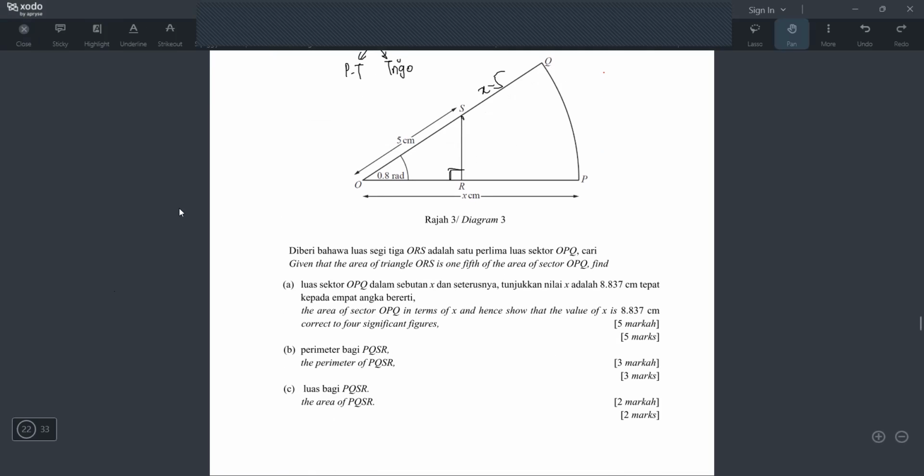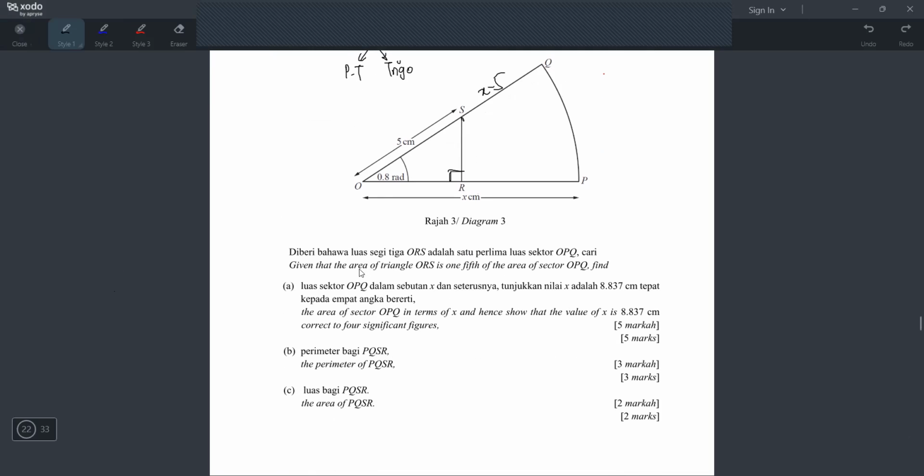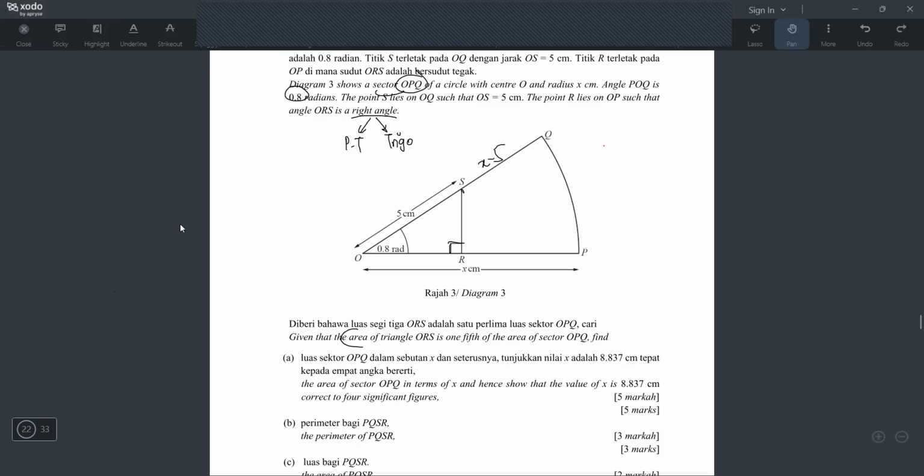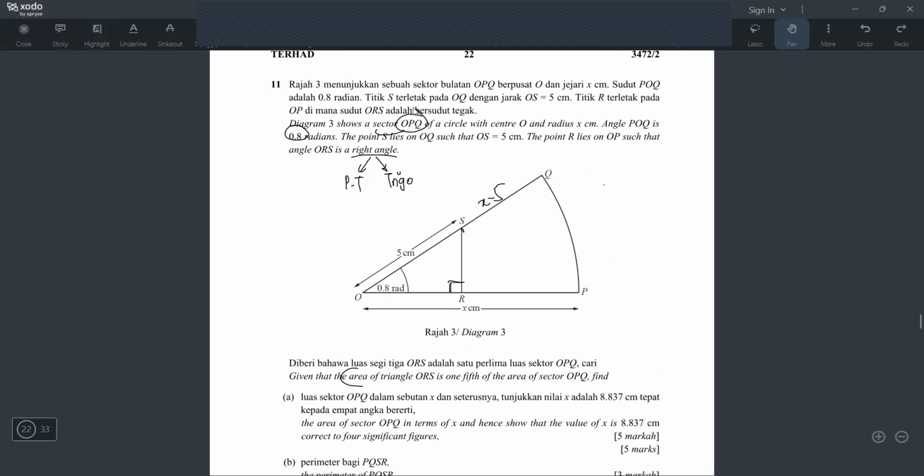Okay, let's skip all this. Let's see what other information they give here. Area of triangle ORS. Where is ORS? The triangle is 1/5, which means 1/5 of the area of sector OPQ. I think I should write this down. This is so important. I'm going to erase this and write here: area of sector OPQ is equal to 1/5, because it's 1/5, right?